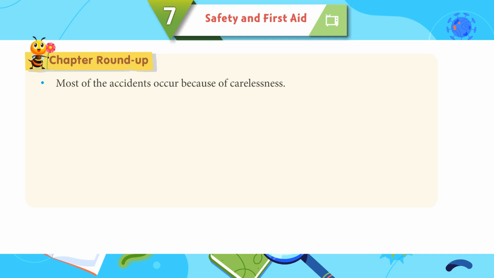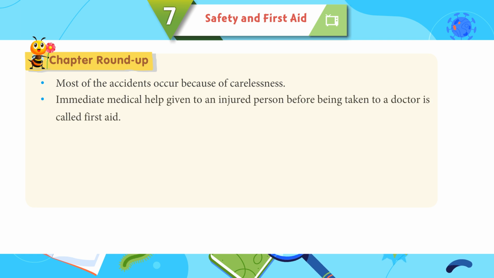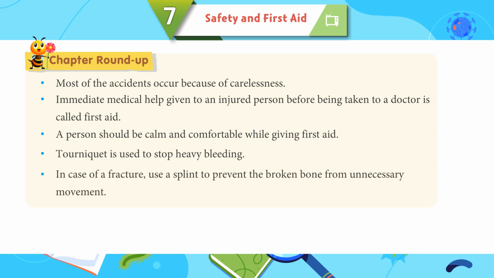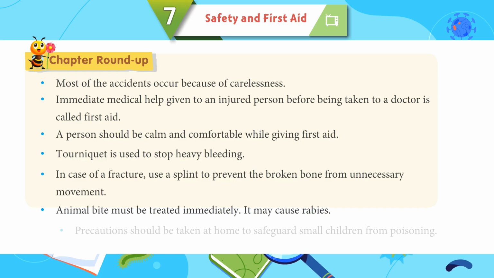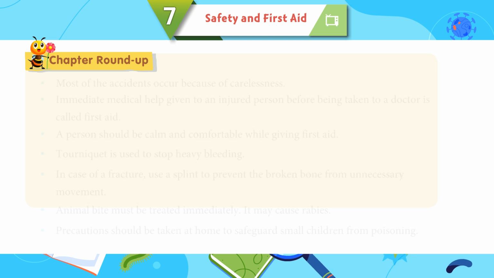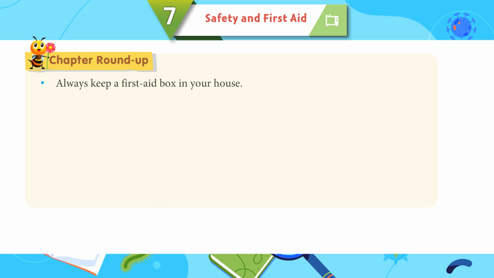Chapter Roundup. Most of the accidents occur because of carelessness. Immediate medical help given to an injured person before being taken to a doctor is called first aid. A person should be calm and comfortable while giving first aid. A tourniquet is used to stop heavy bleeding. In case of a fracture, use a splint to prevent the broken bone from unnecessary movement. Animal bites must be treated immediately. They may cause rabies. Precautions should be taken at home to safeguard small children from poisoning. Always keep a first aid box in your house.